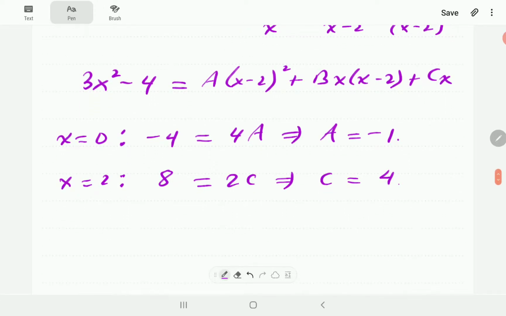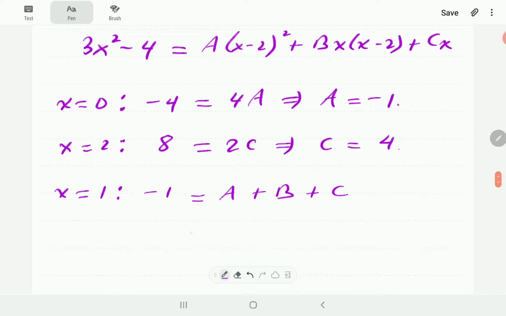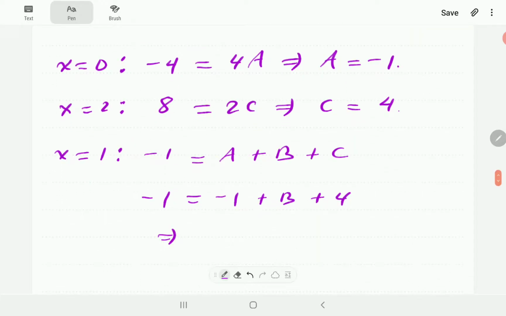We are now out of roots. We've run out of roots, but we can use any other number. We use x equals 1, any other value of x. So when x equals 1, the left hand side is negative 1. This is going to be A, this is going to be B, this is going to be C. And we already know that A is negative 1, C is 4. So this is telling us that B is going to be negative 4.